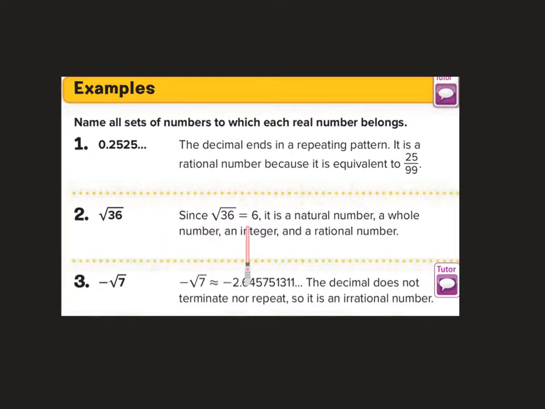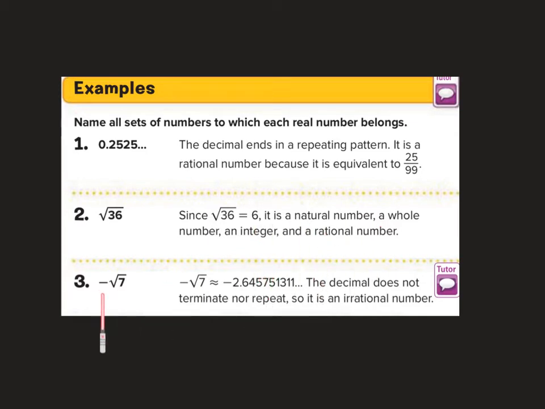Since the square root of 36 equals 6, it is a natural number, a whole number, an integer, and a rational number. So we're not only looking at the value, the square root of 36, we're also looking at its simplified form, because that's just another way to represent the square root of 36. So 6 falls into all of these categories.